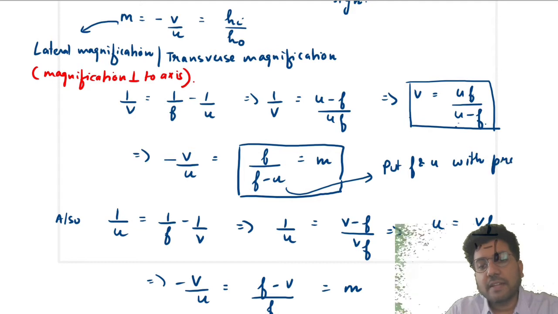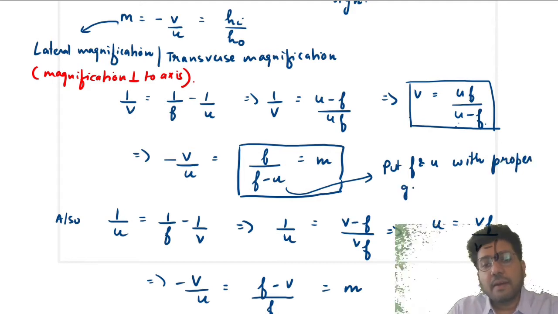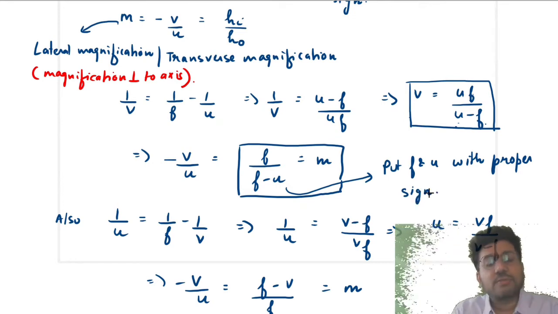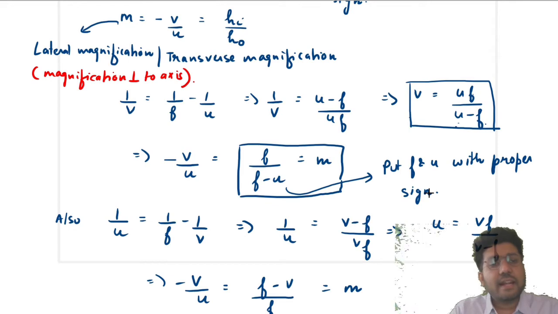With proper sign. Okay. Remember, in the paper, when they give you the options, they will know what mistakes students do, and they will give the options accordingly. So you have to be very careful with the sign, right? I've already discussed the sign convention in the last class, and I will repeat it again.